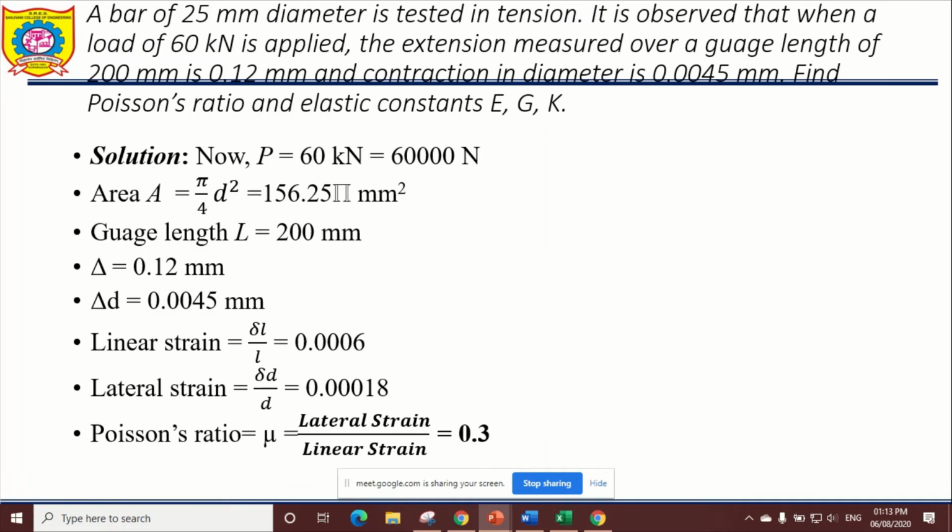So can we find out capital E here? Capital E, Young's modulus, can we find out? From the given data, can we find out the Young's modulus, capital E?